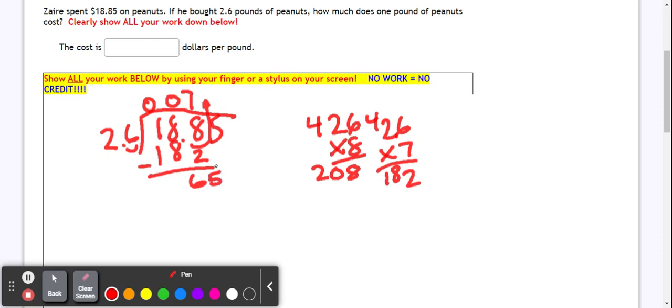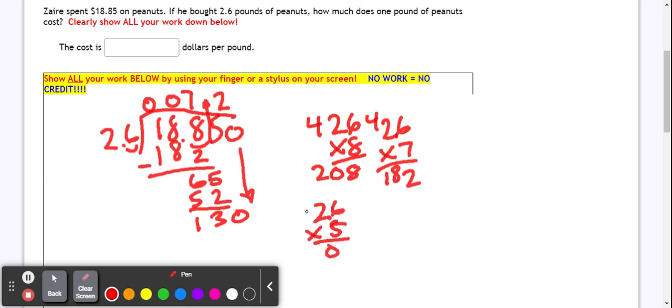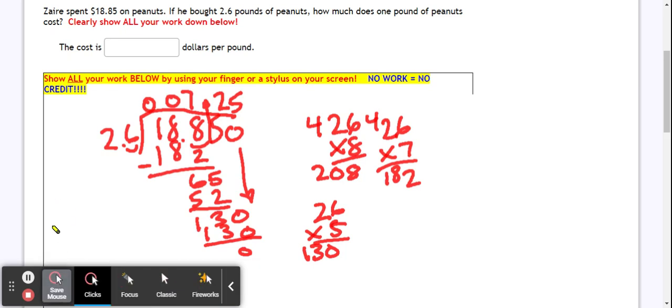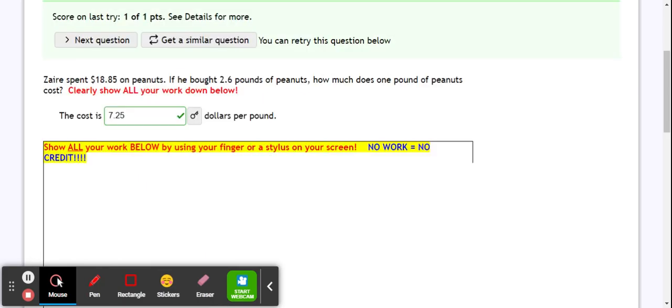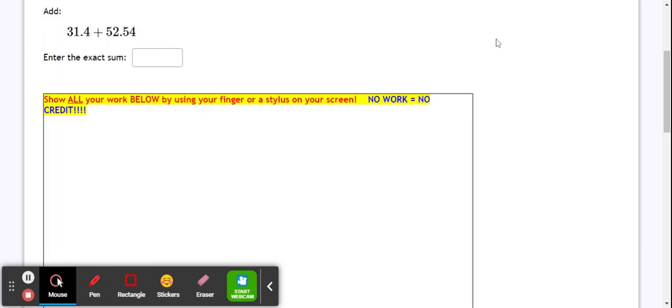Wow, 65. That goes in 2 times. So that's 12, 52. That is 1, 3, and then we got to bring down a 0. 130. I'm thinking 5. 26 times 5 is 130. And we have no remainder. So there we go. 7.25 is going to be my answer. 7.25. Great.